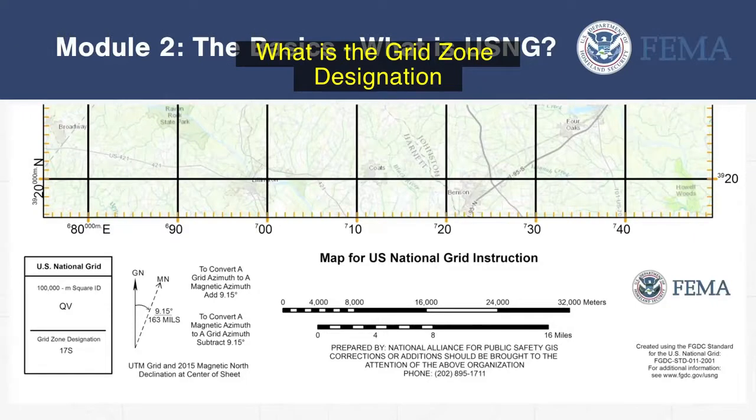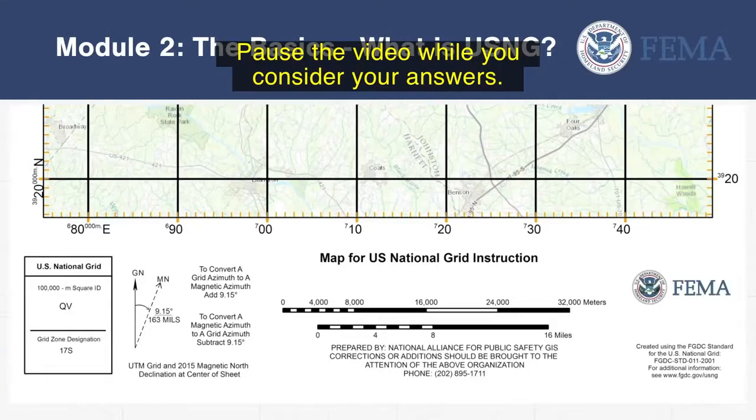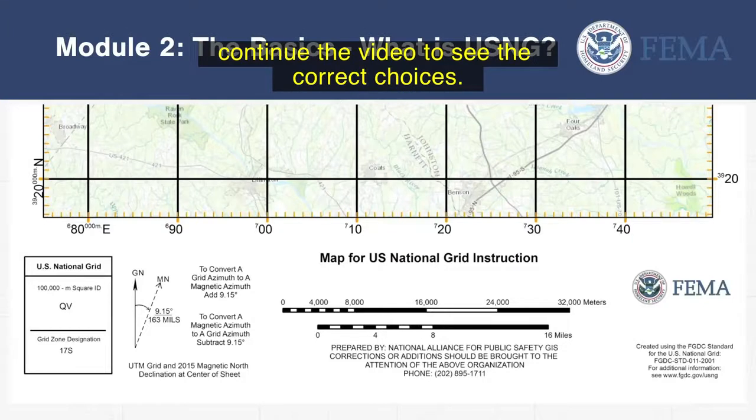What is the grid zone designation and the 100,000 meter grid ID for this map? Pause the video while you consider your answers. When you're ready, continue the video to see the correct choices.